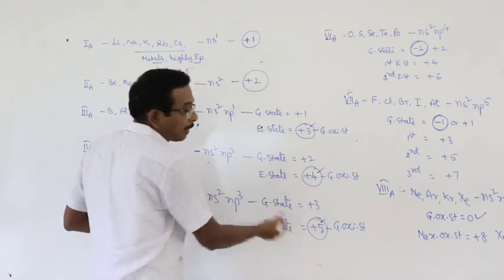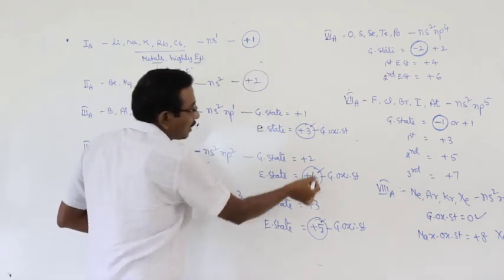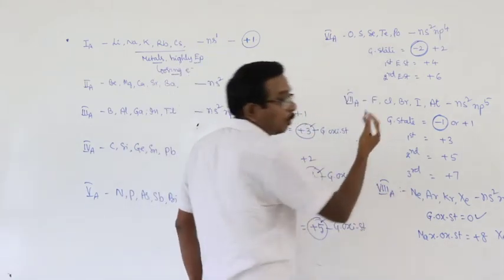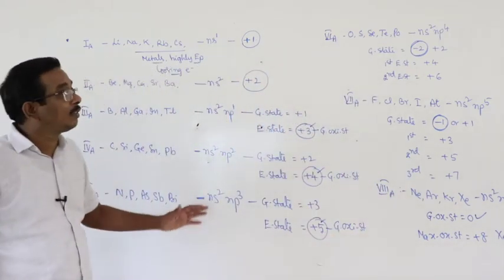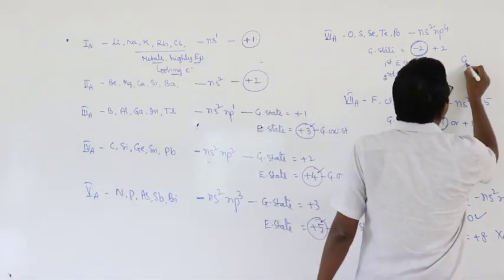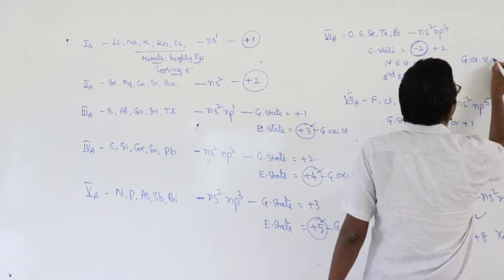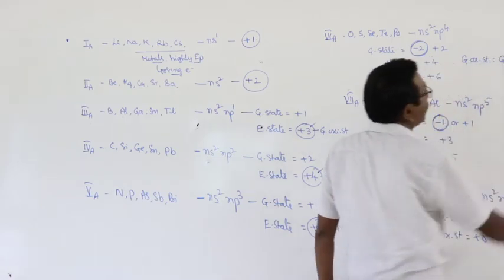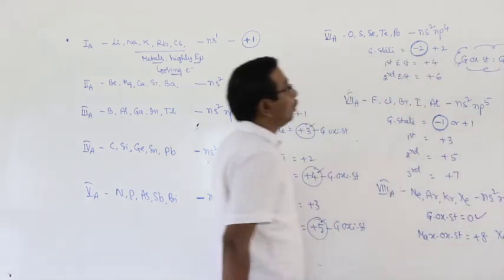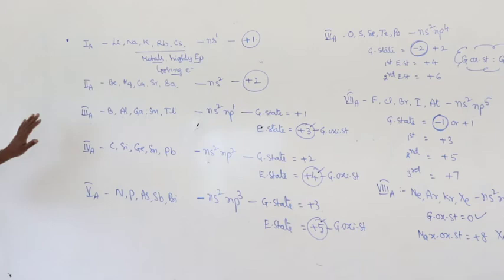From first group to 5th group elements, the general oxidation states are equal to their group numbers. But in case of 6th, 7th and 8th groups, the general oxidation state is equal to G minus 8. Here G means group number. That is about the oxidation states shown by s and p block elements.